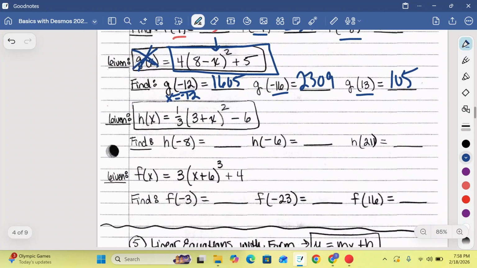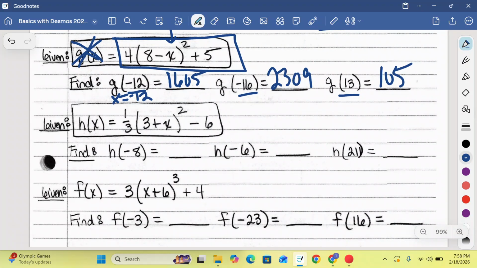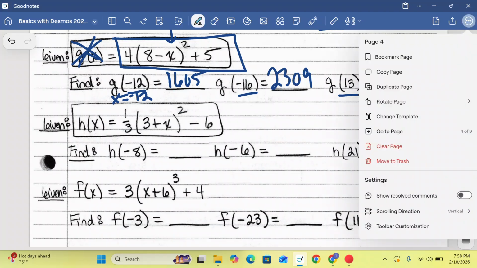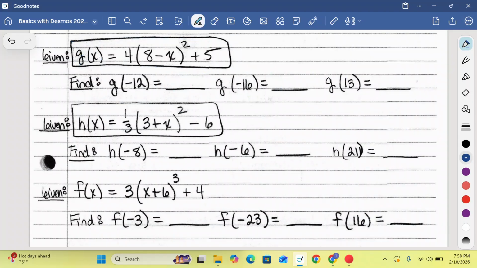So the next one that I am going to work is this one. Given h of x, 1/3. Now I'm going to teach you how to input this into Desmos via fraction. So once again, in the orange, I'm going to X out the h of x because we don't need it.